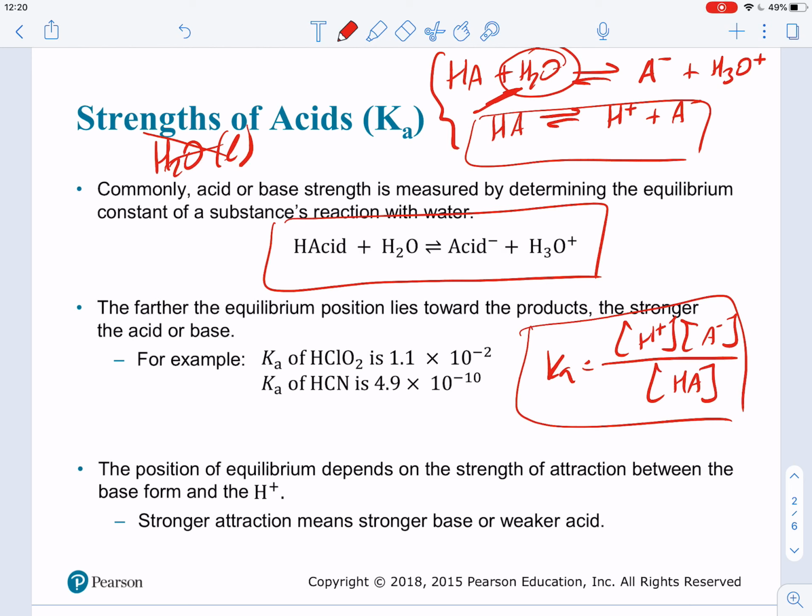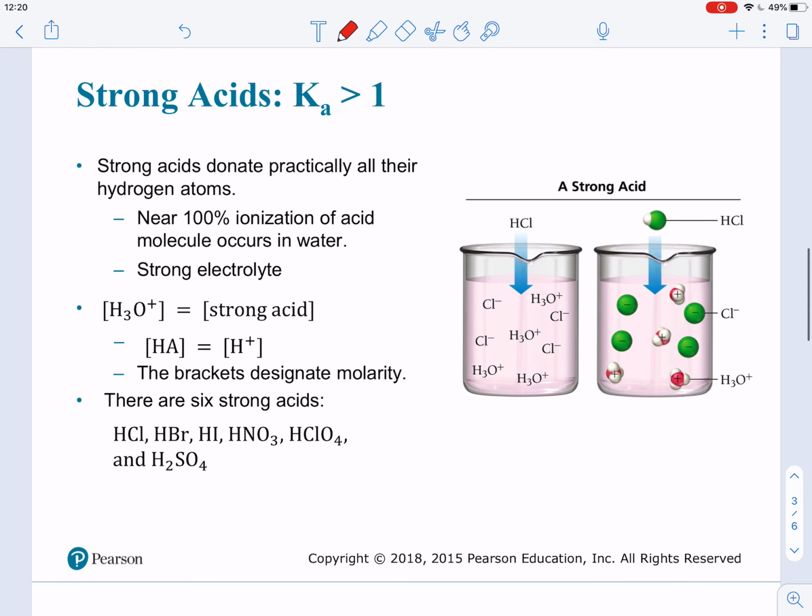Now that equilibrium constant is a measure of acid strength. Okay, if the constant is really, really large, then you have a strong acid. If the constant is really, really low, then it's a weak acid. So this is the case in which we have a strong acid. The constant is going to be larger than 1, but I don't want you to stick with the value of 1. I want you to see it from the point of view that the constant is really, really large. Okay, what does that mean?